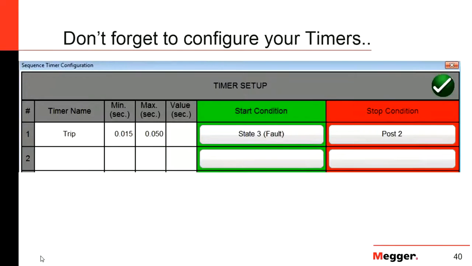Now, what do you need to consider in this case? You need to configure your timers. In this condition, this timer will begin in state number 3, which would be the moment when the fault is applied to the system, and the stop condition of the timer would be binary input number 2, which is the binary input that I'm using at the relay. Remember, I was using binary input number 2, at the relay, not on the relay test set, to account for the tripping of the relay.